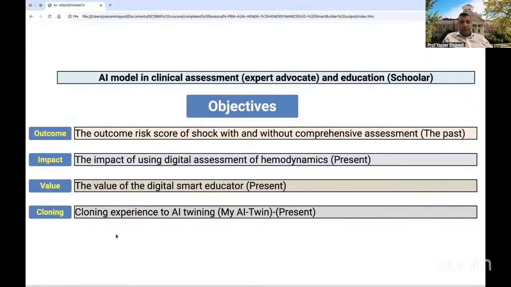So that's about cloning experience to AI twinning. And I named it my AI twin because I enabled everything: all of my library of publications, guidelines, and all of the lectures in a library on Google Drive, linked it to ChatGPT, and I have given very detailed guidance for the AI on how to use all of these tools to make an expert assessment and give advice based on that.